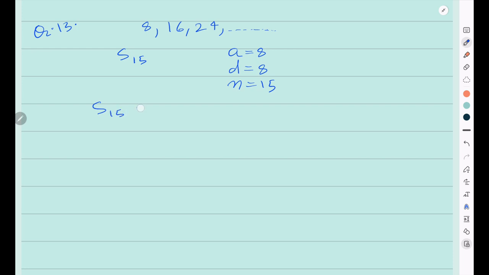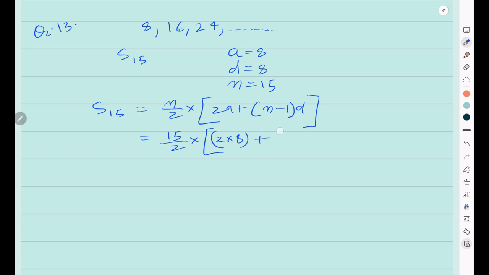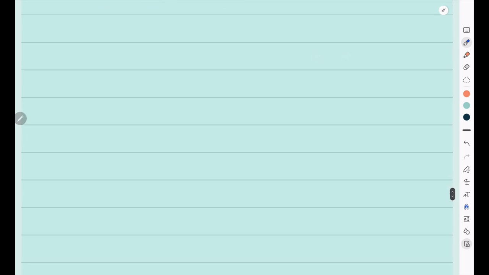So S15, the sum of the first 15 multiples of 8, we need to find by applying similarly this formula. We know all the values: 15 divided by 2, and then 2 times a, so 2 times 8, plus n minus 1, 15 minus 1, times 8. So you can find out the answer by simple multiplication. Okay, so let us go forward.